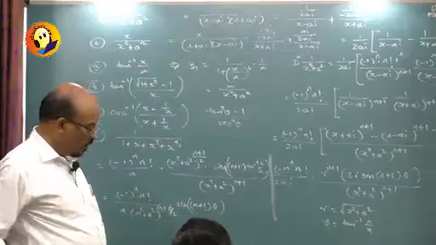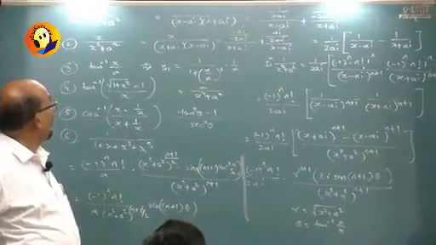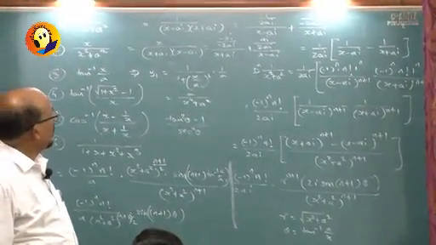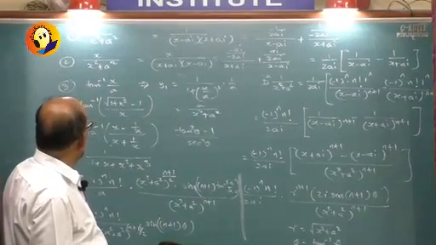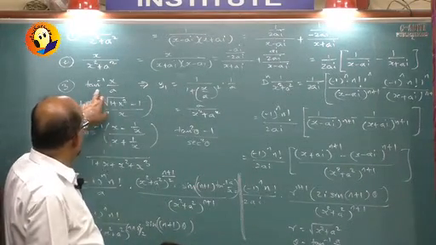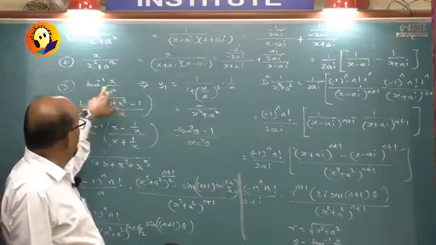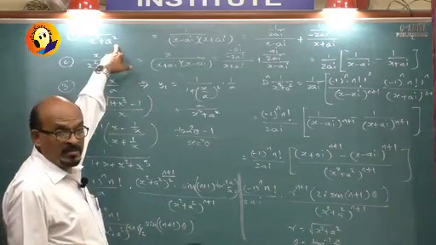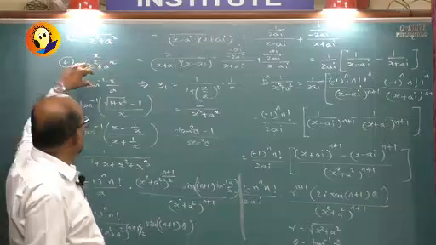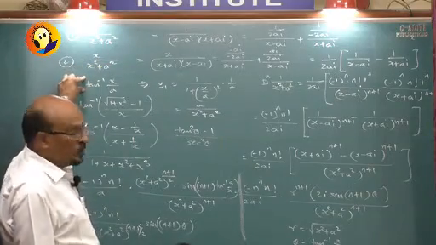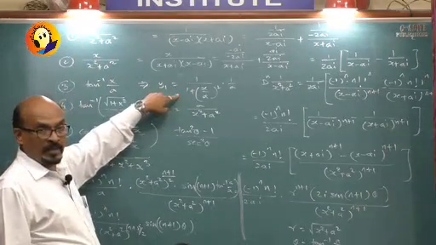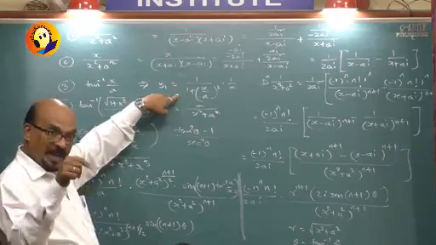In third, you will have to put n minus 1. First derivative comes out to be this. See, what is the question? Find nth derivative. So first derivative is this. Now after this you will have to go for n minus 1 derivative.